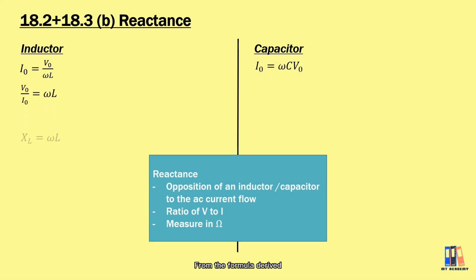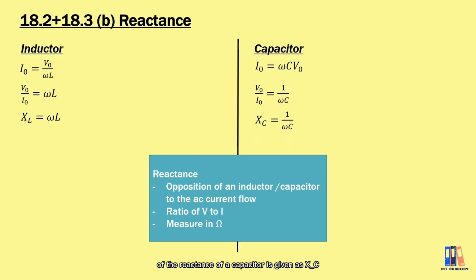So from the formulas derived, we can obtain the ratio of V0 to I0 in an inductor, which is equal to omega L, and the symbol of the reactance is given as XL. As for the capacitor, the ratio of V0 to I0 is equal to 1 over omega C, and the symbol of the reactance of a capacitor is given as XC. One thing to take note of is that the reactance is the opposition to the AC current flow.